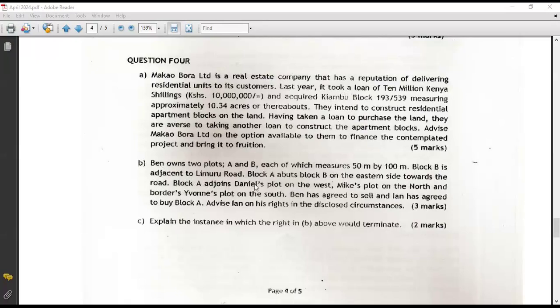Welcome Kate. Thank you, Mwalimu. So I was just doing the introduction. Sorry for joining late. No, you are on time. Okay, thank you. So I was saying, I was just doing the introduction on how to pass conveyancing.